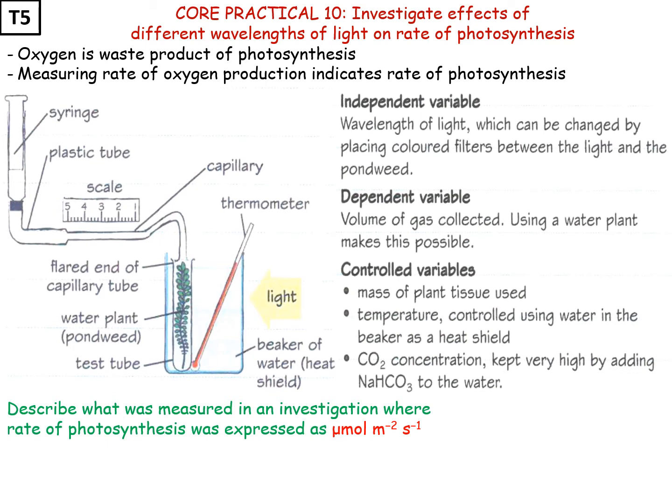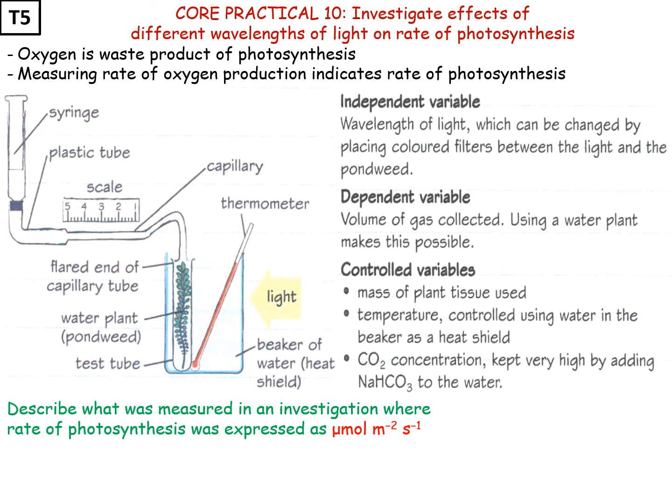So the independent variable could be the wavelength of light. We could use different wavelengths, and they can be changed by using colored filters. The dependent variable, as explained, was the volume of oxygen collected, and that would be done using a syringe, which is a lot more accurate. The control variables, therefore, would be the mass of the plant. Temperature will also be a control variable because that affects the rate of photosynthesis. That will be the same as the carbon dioxide concentration, and that could be done by using sodium hydrogen carbonate in the water.